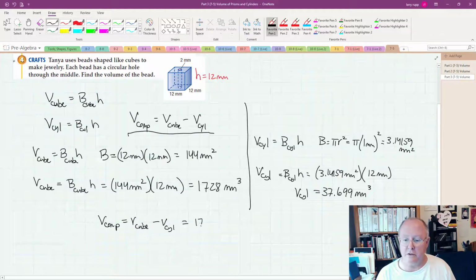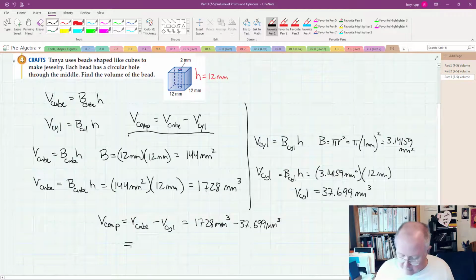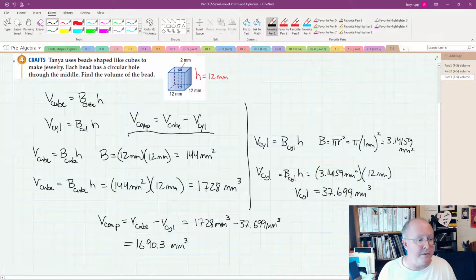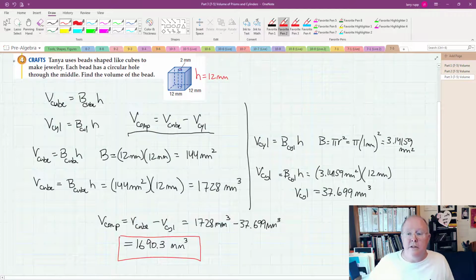So the volume of the cube is 1,728 cubic millimeters, and you're subtracting 37.699 cubic millimeters. All right, and that gives you approximately 1,690.3 cubic millimeters.